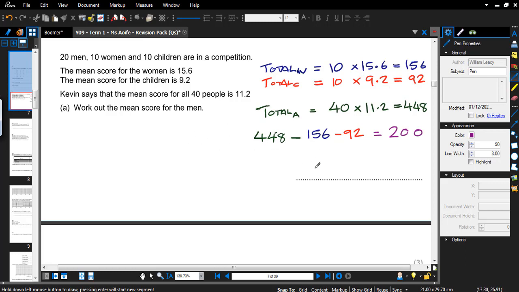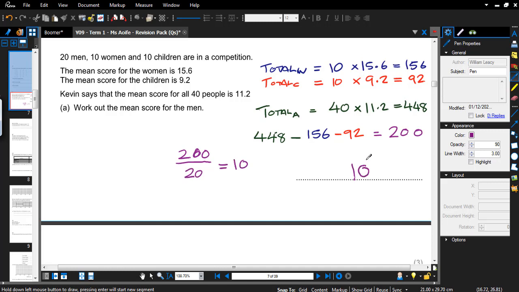And work out the mean score for the men. Well, the mean score for the men is 200 divided by 20. So as I said, that was 10. So it's 10 points, or whatever they call it.